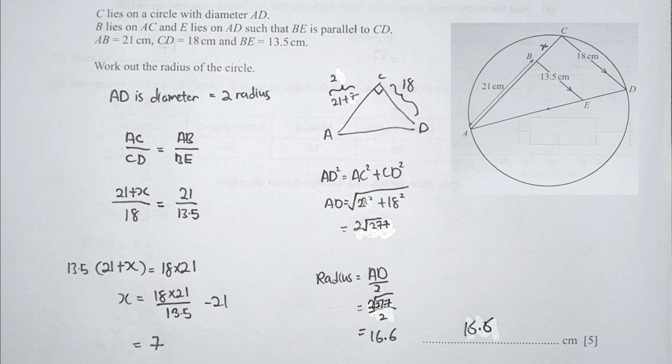By running the calculation, we'll be taking 21 plus 7, and also 18, which is CD's value, and then adopt it into Pythagoras Theorem to identify the final answer. So the final answer there is for AD, it's actually twice the value of the radius. So by dividing it by 2, you should get your answer as 16.6 after correcting it to 3 significant figures.